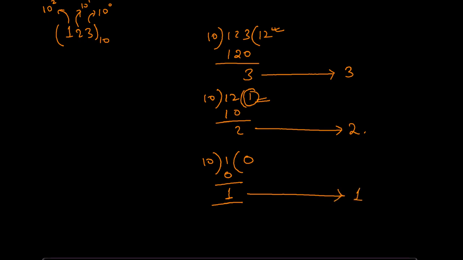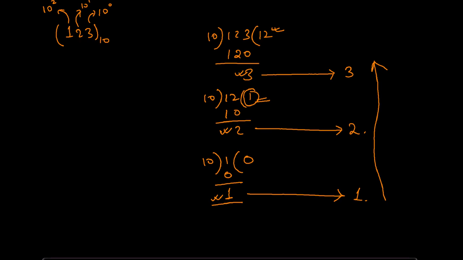This is your remainder. Go in the reverse order. This is what your number is: 1 2 3. At every step the remainder that you get is nothing but the digit at that place. So 3 is the digit at ones place, 2 is the digit at tens place, and 1 is the digit at hundreds place. This is how you solve that problem of printing all the digits.